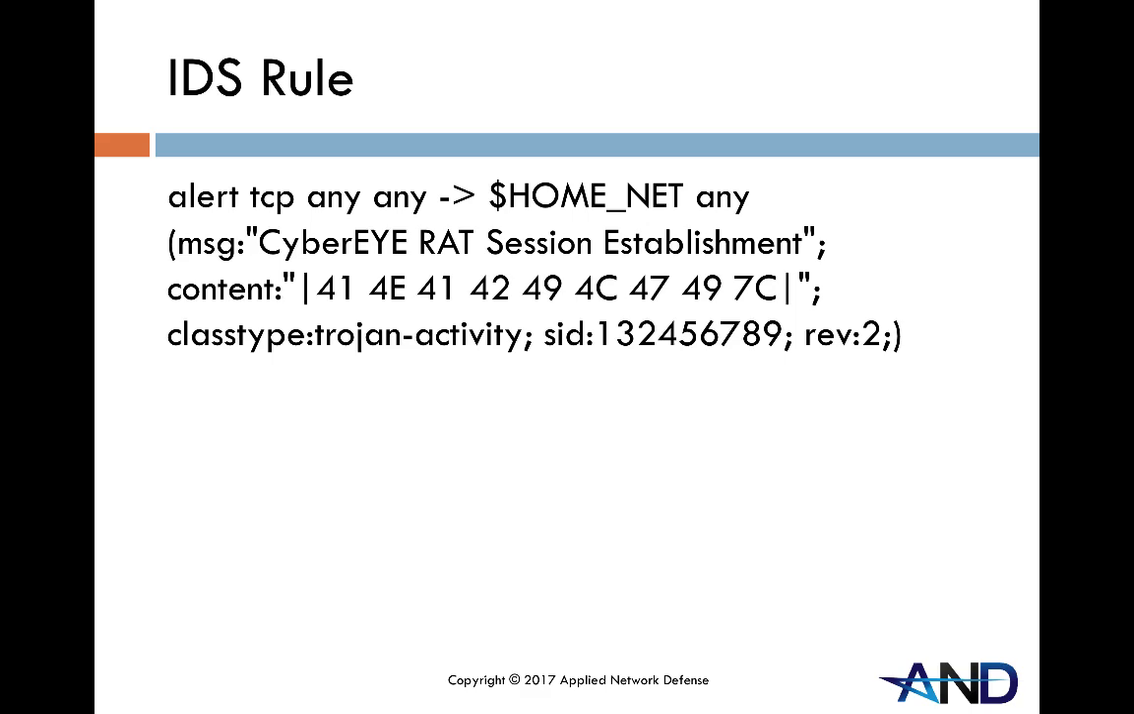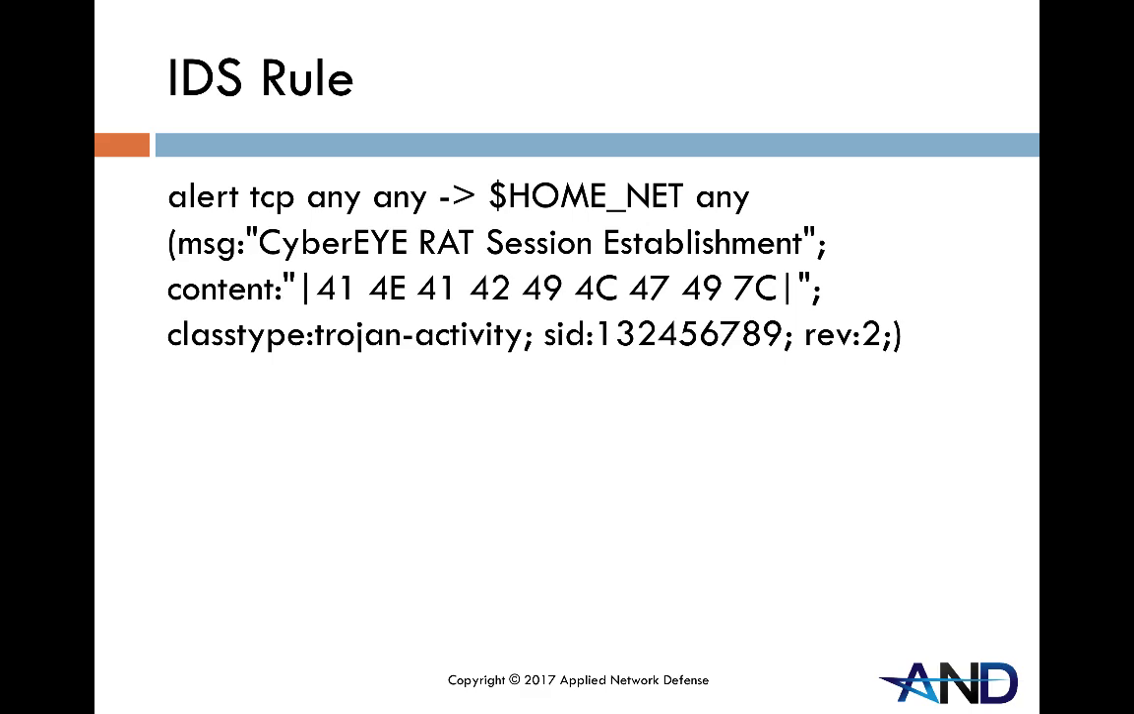And then we get to the actual meat of the rule, which is this content match. And this is a very simple rule. Rules can get much more complex, but this is a very simple content match for a string of hexadecimal characters. And you know it's looking for hexadecimal because the pipes are used. So we see the pipe symbol after it says content, 414E, 4142, 494C, 4749, 7C. So those are all hexadecimal characters, and then another pipe symbol. If those pipe symbols weren't there, it would be looking for just normal ASCII characters. But since it is there, it's looking for hexadecimal, that specific hexadecimal string, and apparently that's what we found.